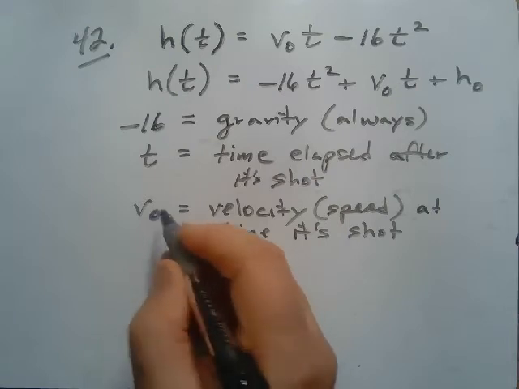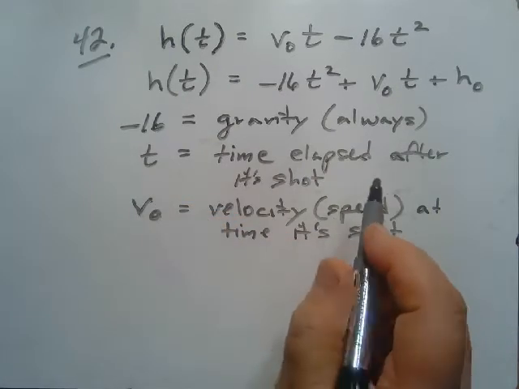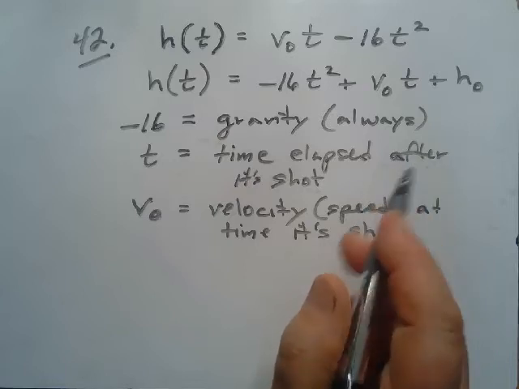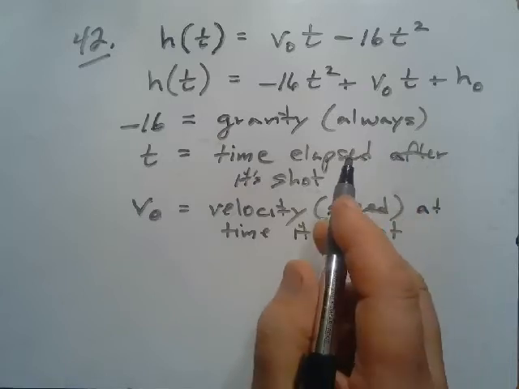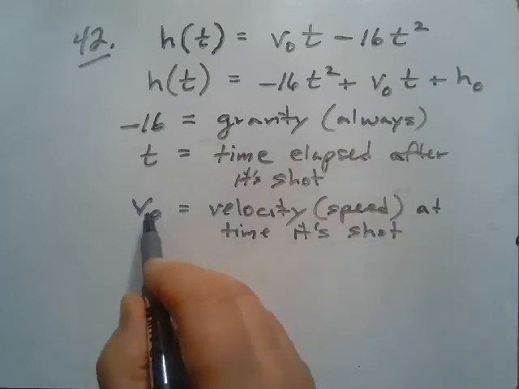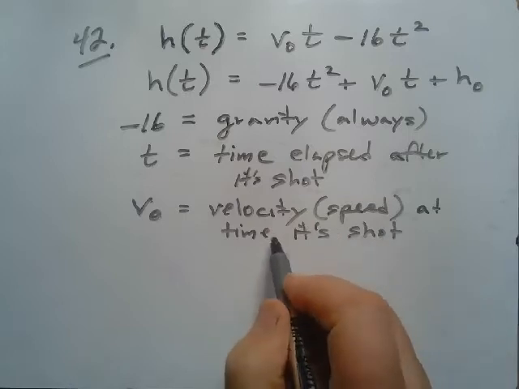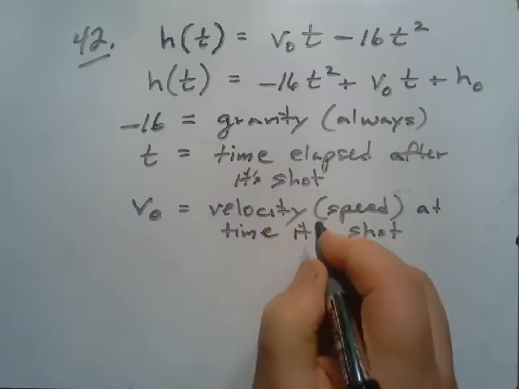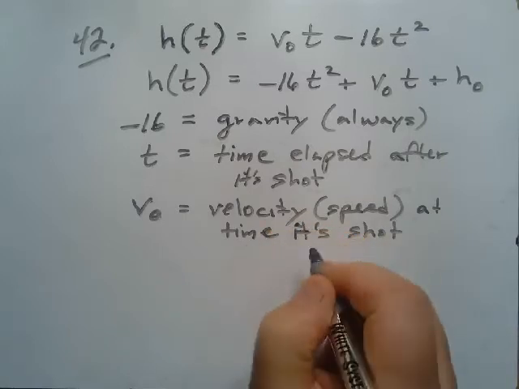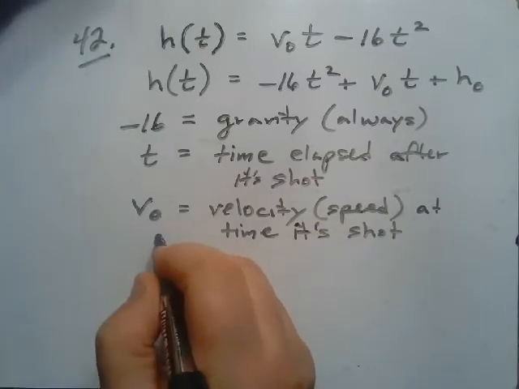Now, when you shoot something off into the air, the speed is going to change as it goes higher and higher. It's going to slow down because of gravity. And then as it comes back to the Earth, the speed picks up. But what we're doing with this number here is showing the velocity when it leaves the gun or the bow and arrow or whatever. When it's shot off, there's a particular velocity.